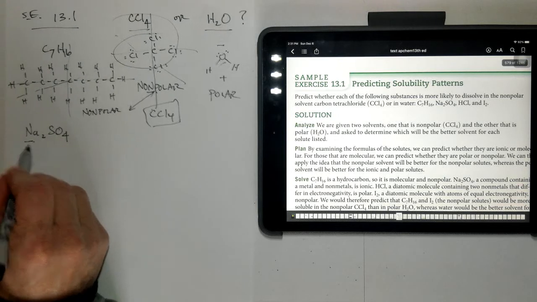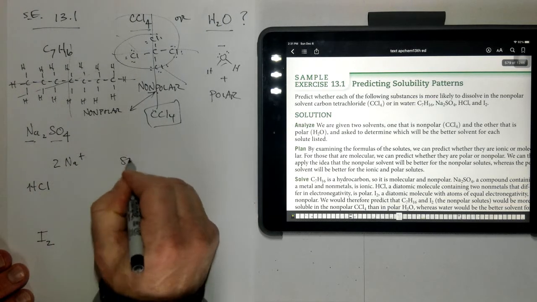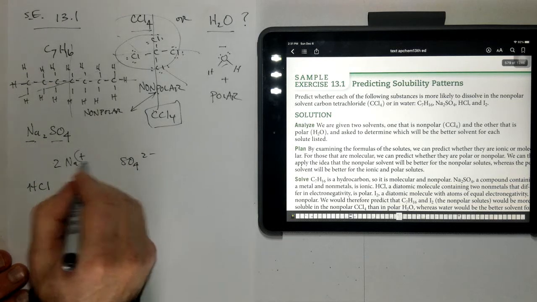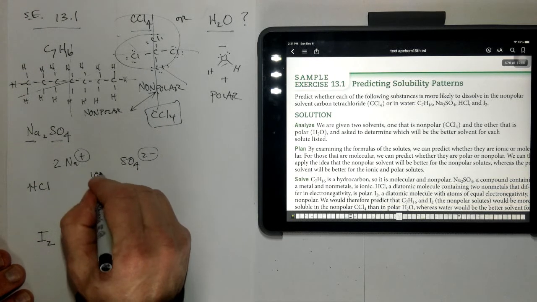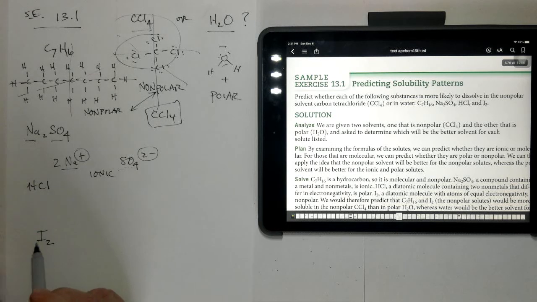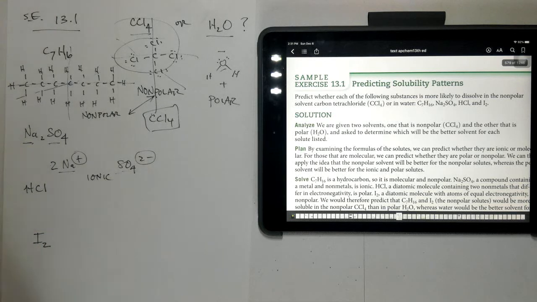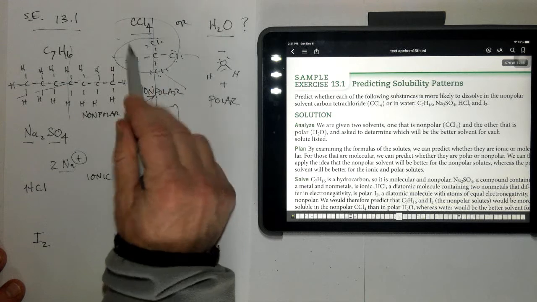Na2SO4, well, this has a metal in it and a nonmetal, so this is going to be Na pluses, 2 of them, and SO4 2 minus. Then we're going to have positive and negative things here. These are ionic. Remember, ionic occurs when you have a metal and some nonmetals. And ionic things, of course, are positive and negative, and that's going to dissolve in things that have positives and negatives.